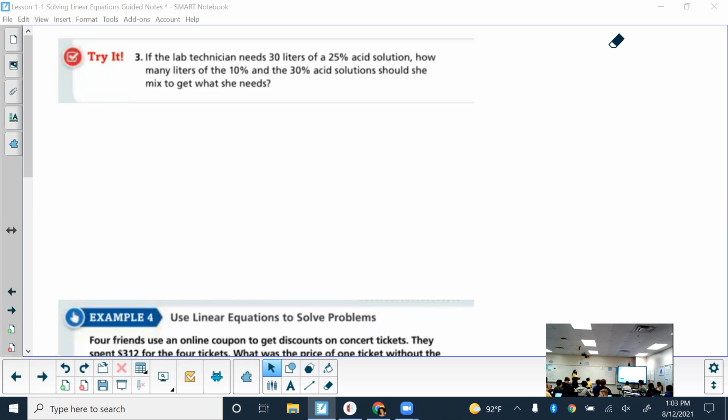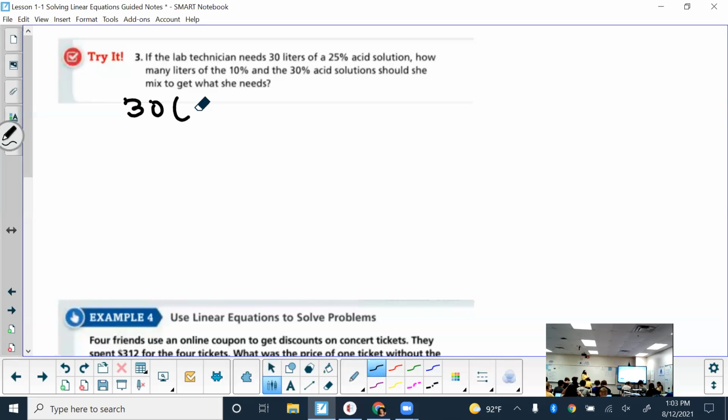30(0.25) = 0.10x + 0.30. Hold on, that's one at a time. So 30 times the 0.25 is your starting piece, because you have 30 liters of a 25% solution that she needs. What she needs goes first. Make sense? Yes, ma'am. All right.